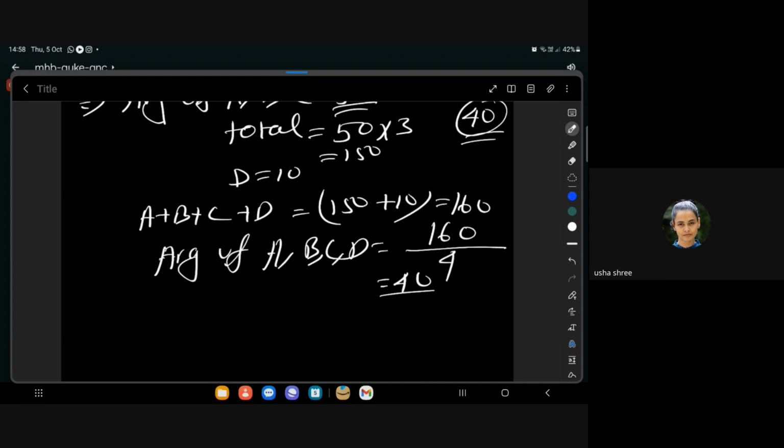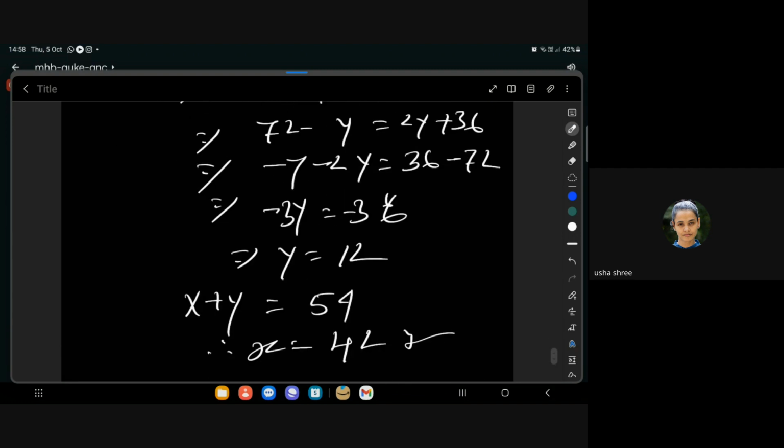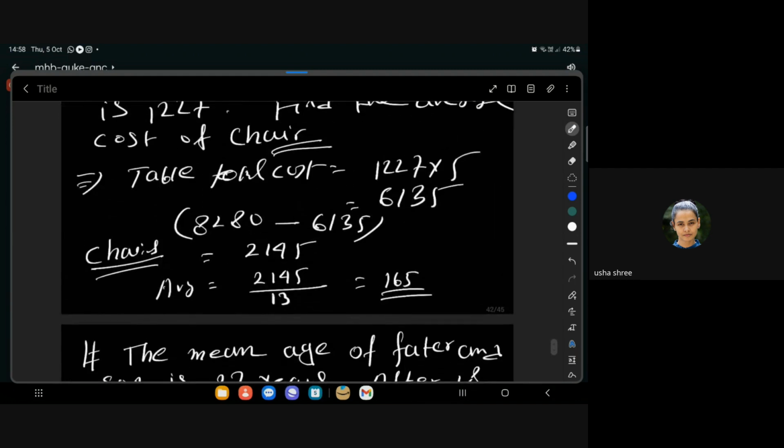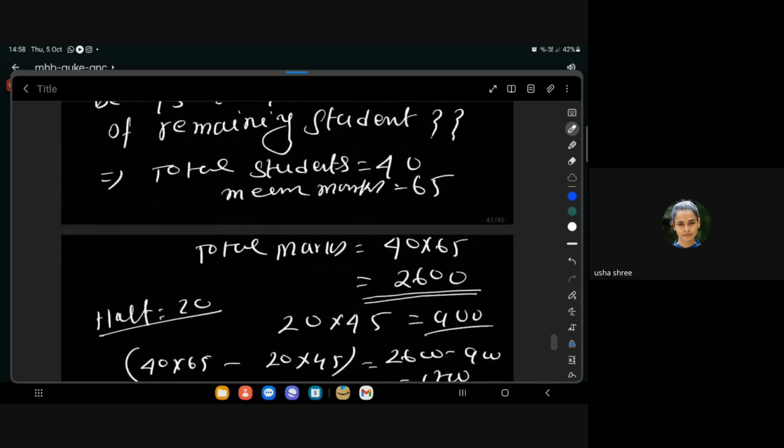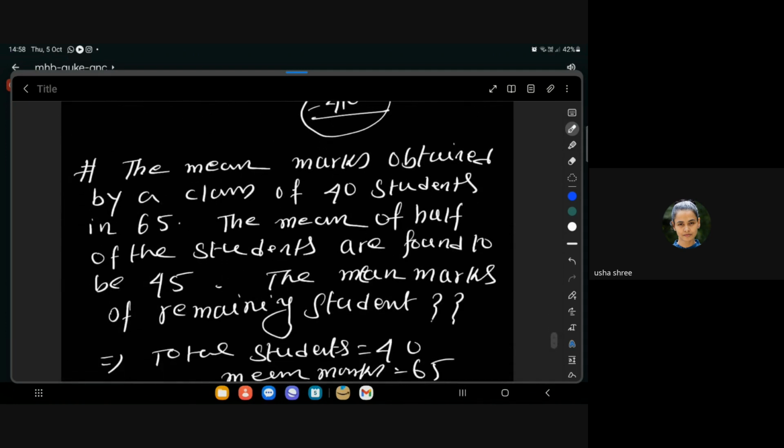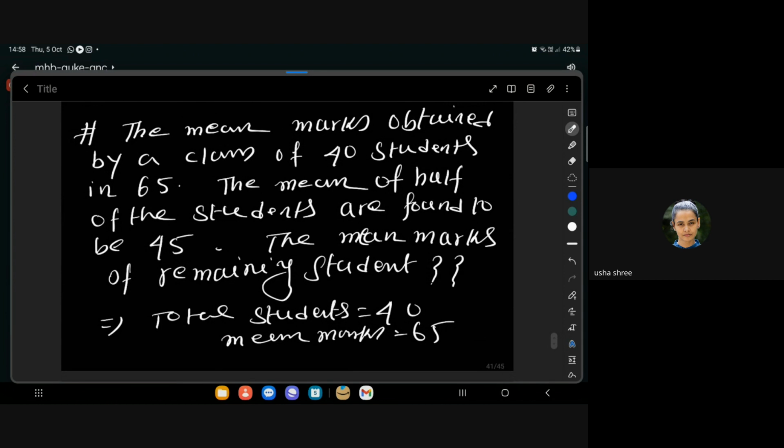It is like that with the batsmen, the same thing. The first problem is solved. Understood, bhaiya? This one: average of 40 students is 65. Out of them, 20 students' average is 45. What is the average of the rest 20 students? This is also almost the same.